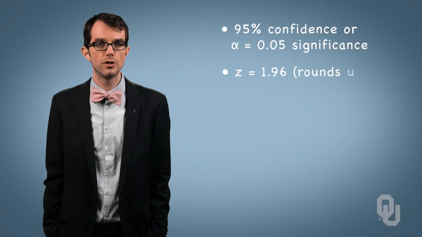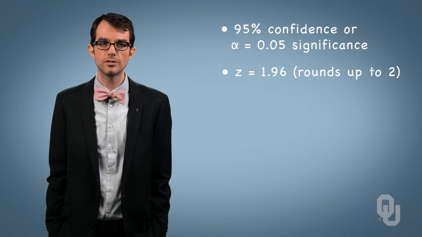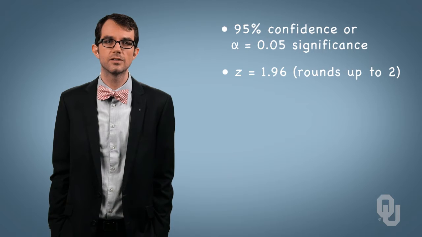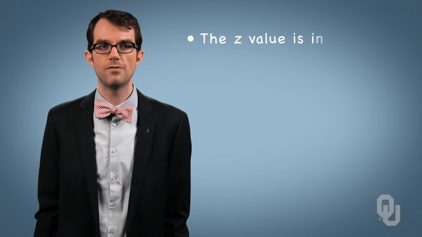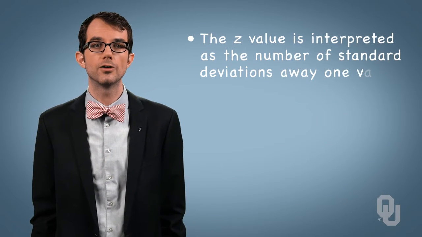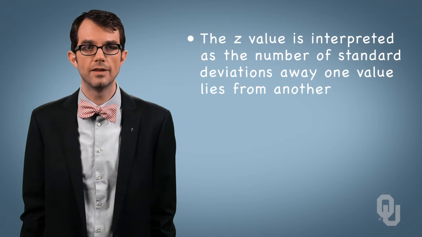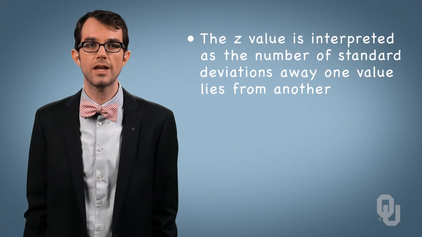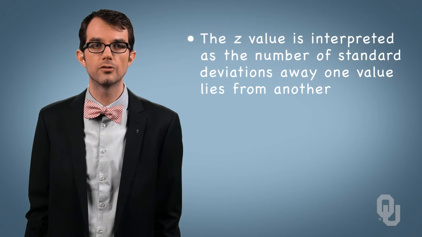While we'll continue to use 1.96 in our calculations, 1.96 essentially rounds to 2. This suggests that when our confidence is at 95%, we capture 2 standard deviations on either side of our point estimate. Oftentimes, the z value is interpreted as the number of standard deviations away one value lies from another. And this is another reason why the word standard is used in the standard normal distribution. We'll discuss this more in the context of hypothesis testing in a later unit.